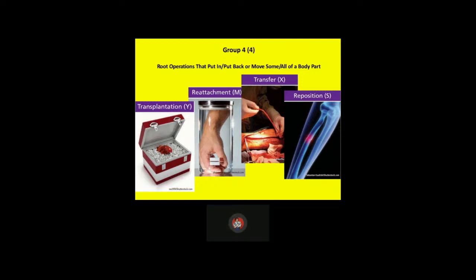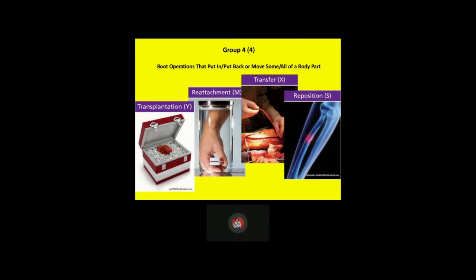Reattachment is putting back in or on all or a portion of a separated body part to its normal location or suitable location. Then we have transfer. Transfer, moving without taking out all or a portion of a body part to another location to take over the function of all or a portion of a body part. Last and certainly not least is reposition. And reposition is moving to its normal location or other suitable location, all or a portion of a body part.